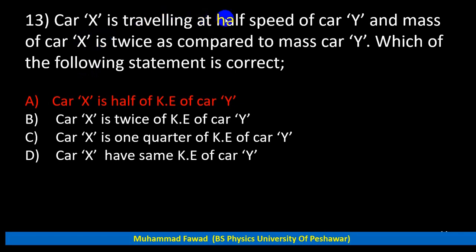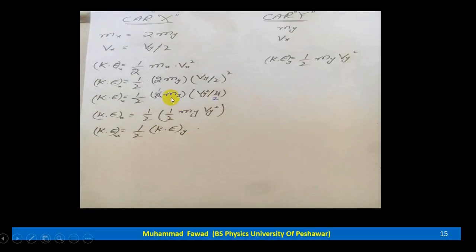Car X is traveling at half speed of car Y, and mass of car X is twice as compared to mass of car Y. Which of the following statements is correct? Car X has half the kinetic energy of car Y. Car X has twice the kinetic energy of car Y. Car X has 1/4 of the kinetic energy of car Y. Or car X has the same kinetic energy as car Y.